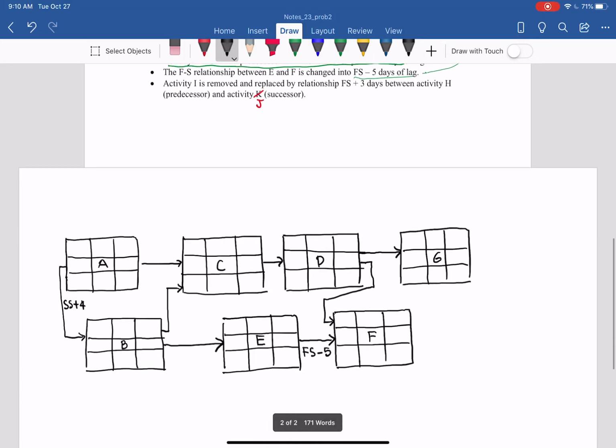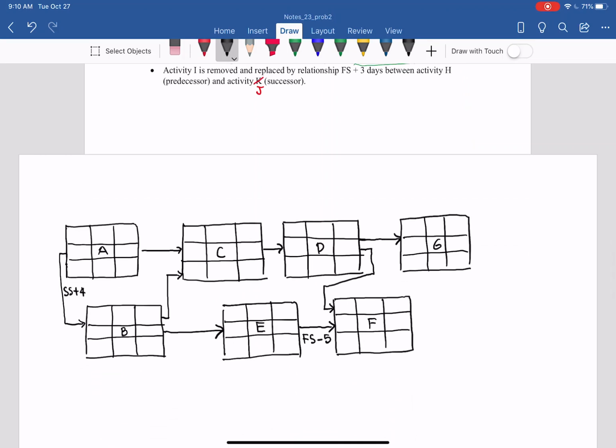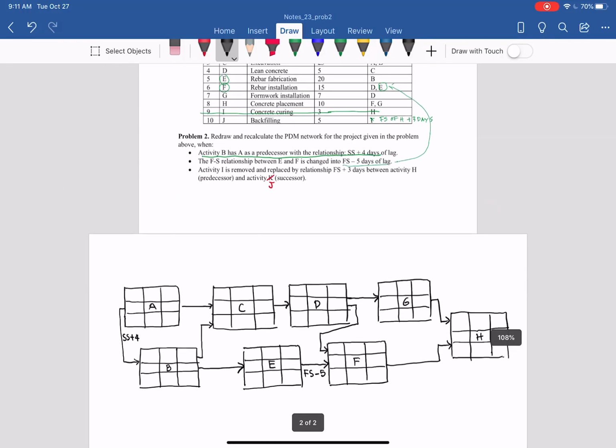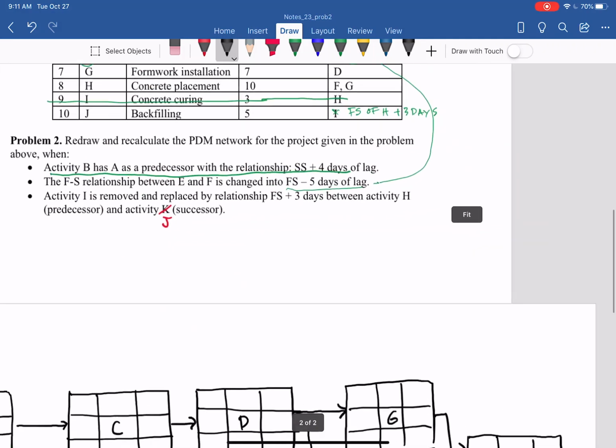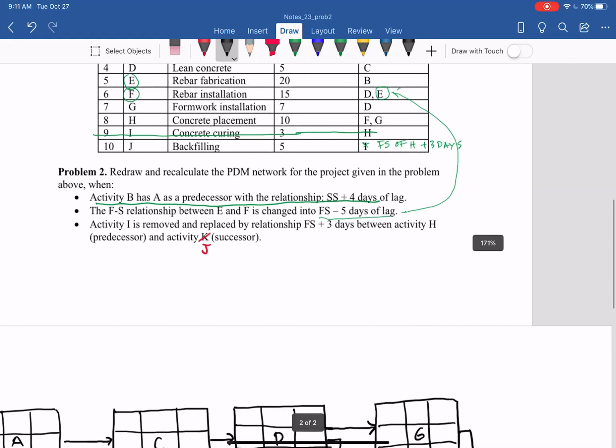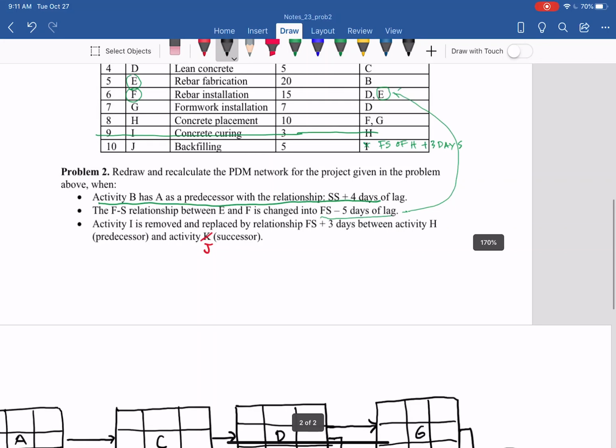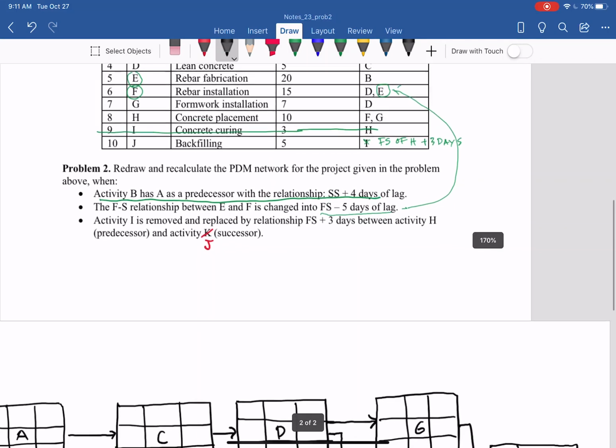H follows F and G. So you have H here. It follows F, so it means finish start, from right to left. And then activity I is removed. The concrete curing is removed and replaced with a finish start plus 3 days between H as predecessor and J as successor.